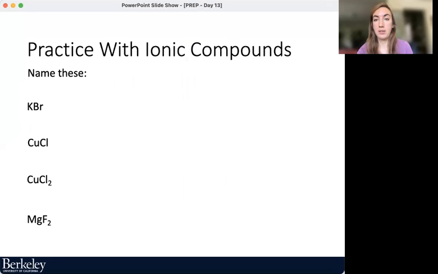Okay. Just going to do some quick practice in the groups. I'll just give you a couple minutes. So we're going to name these compounds. So KBr, CuCl, CuCl2, and MgF2. So yeah, you just change the end of the anion to "ide." So bromine becomes bromide, chlorine becomes chloride, etc. Okay, go ahead and accept those invitations. I'll pull you back in just a couple minutes, so like 10:51.